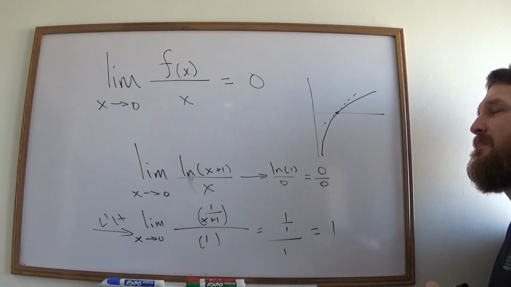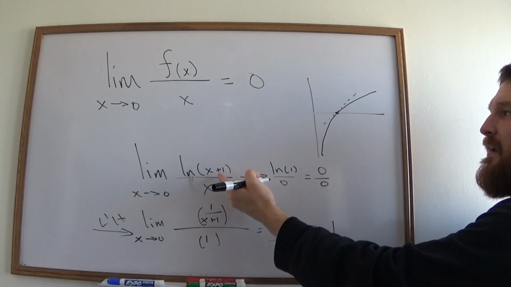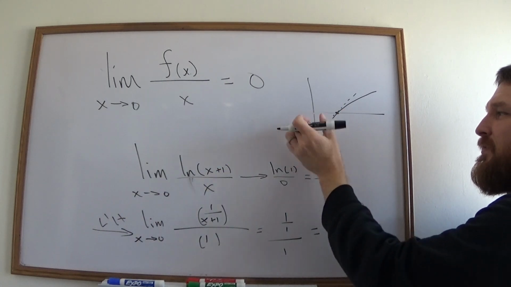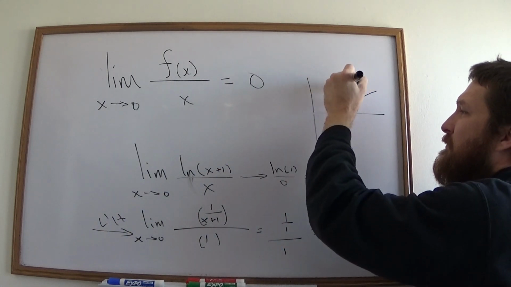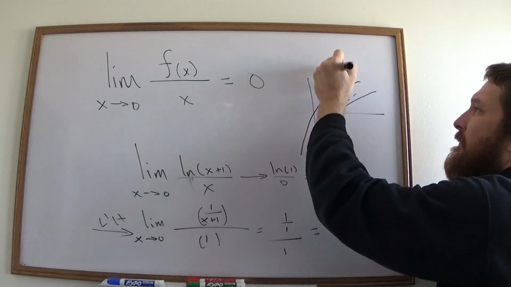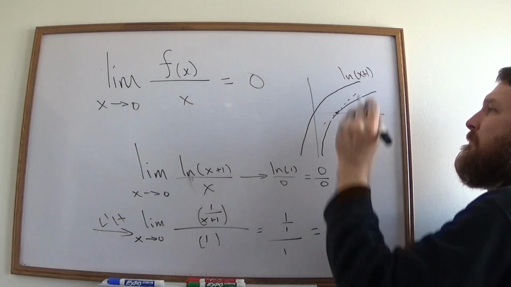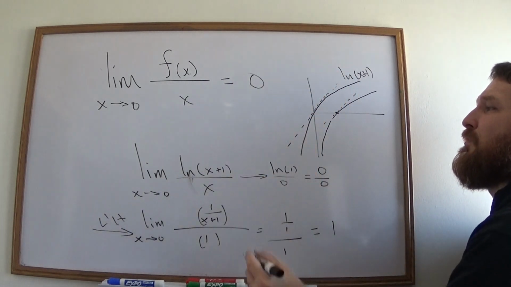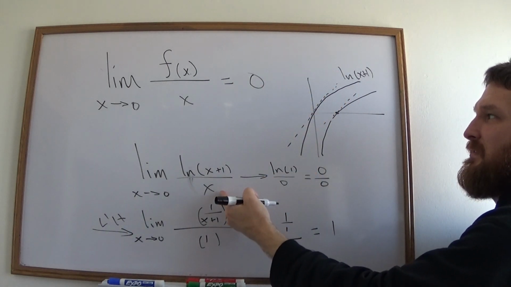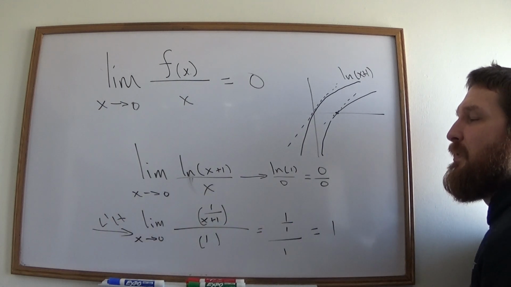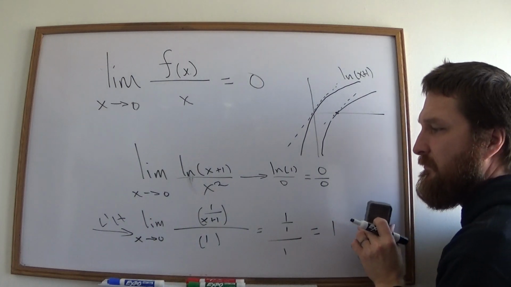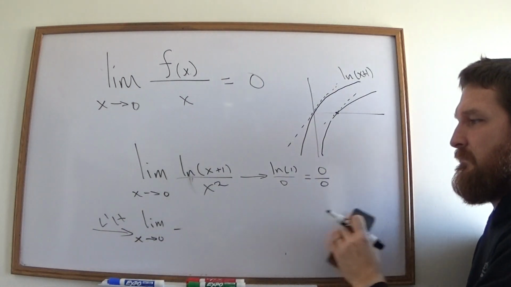x plus 1. And so when you shift it over, log of x plus 1 goes to 0 at the same rate as x. But if we did this, there we go, that's what I'm looking for. Okay, then it just doesn't work.